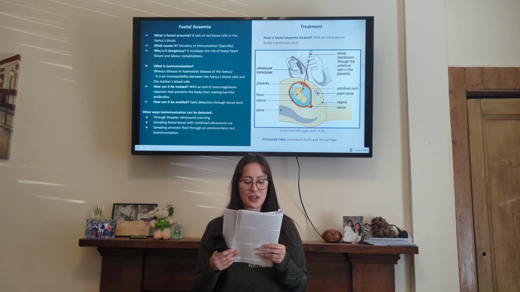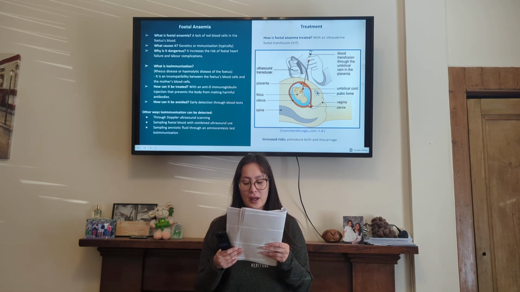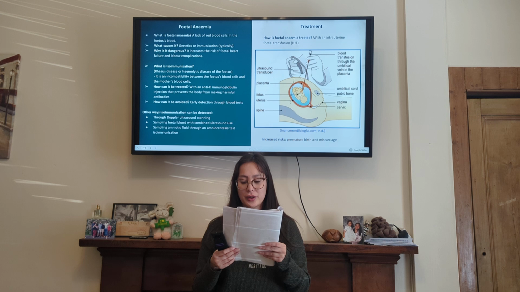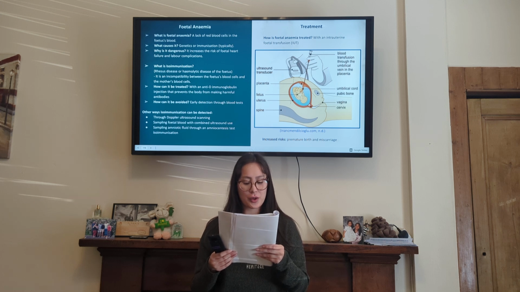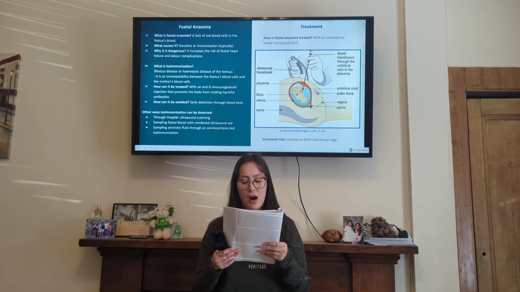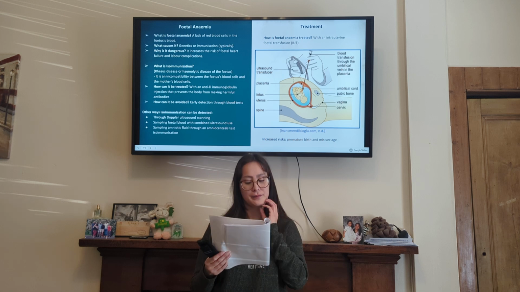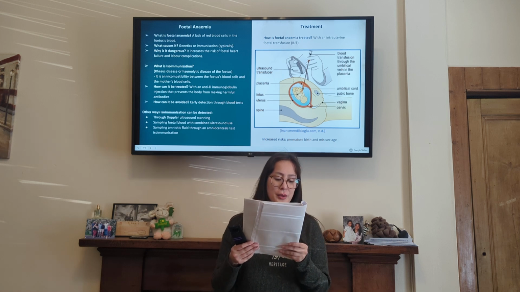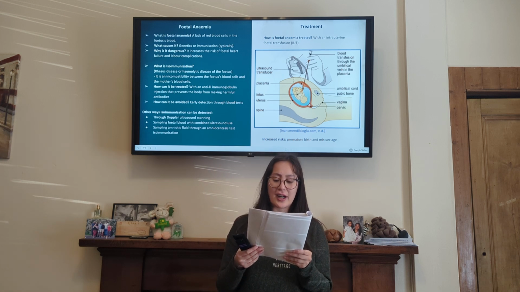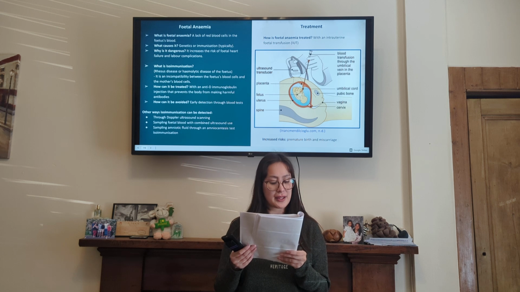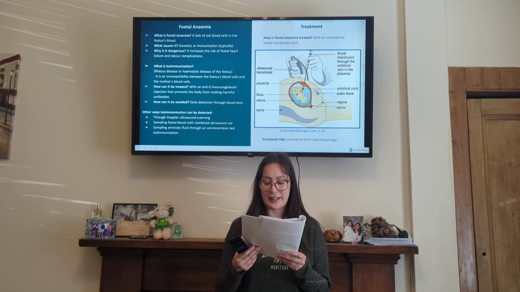If isoimmunization is found, an anti-D immunoglobulin injection is offered to the mother, which prevents the body from making harmful antibodies against the blood. Isoimmunization can be avoided if it is detected early through umbilical cord blood and maternal blood tests, which are usually referred to at antenatal checkups.